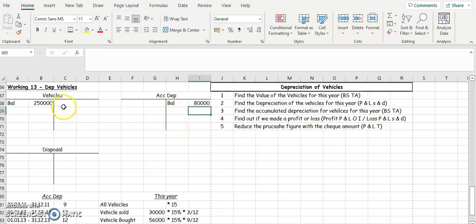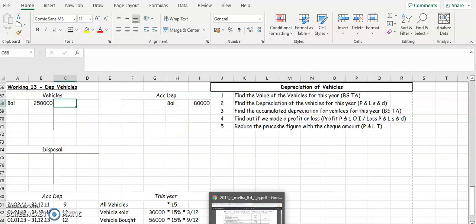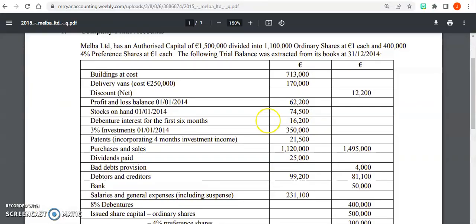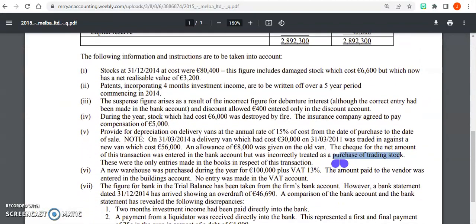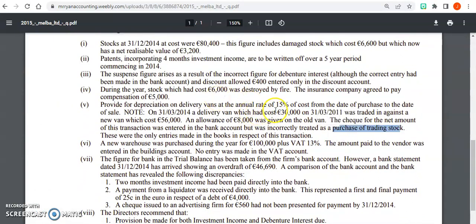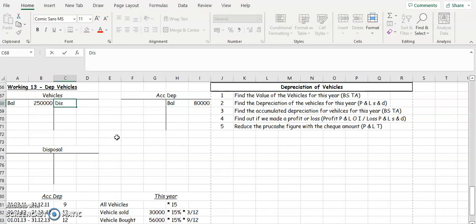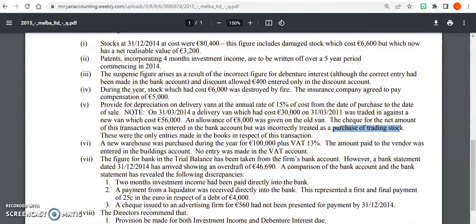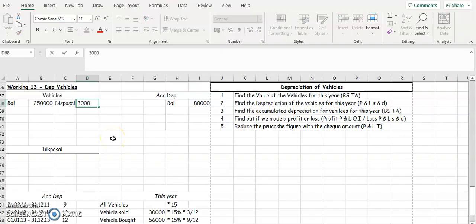The next thing we need to do now is we need to take the van that we sold out of our vehicles. So the delivery van which cost 30,000 because they had cost 30,000 on the 31st of 3rd, 2011. That's where we're going to reduce our delivery vans by, and we're going to stick it into our disposal. So we're going to credit our delivery vans to reduce it by 30,000. And we're going to debit our disposal by the same amount.